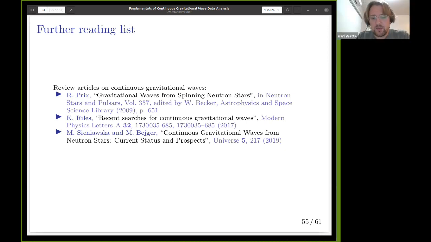Yes, so there's a type of search we call directed searches, as you said. What that basically means is that we're looking at a known astrophysical object. We have something that we see in the sky, so we have a sky position for it which is relatively well known, but we don't know anything about the frequency evolution. So we don't know what the f and the f dot are.